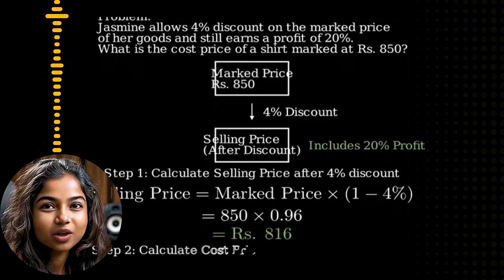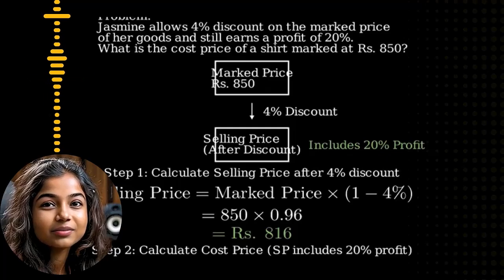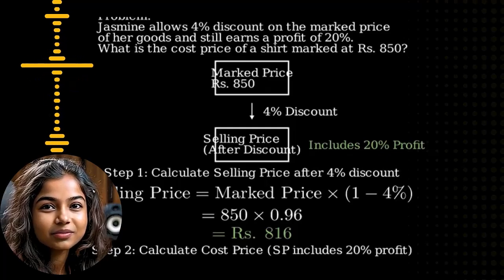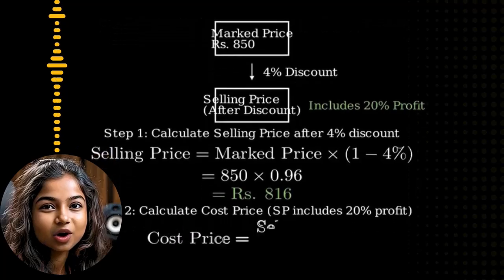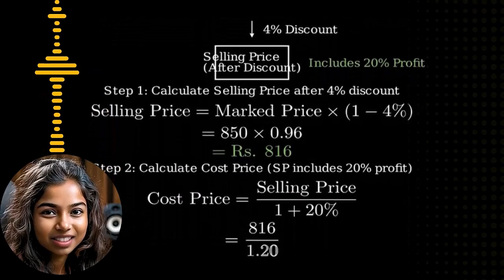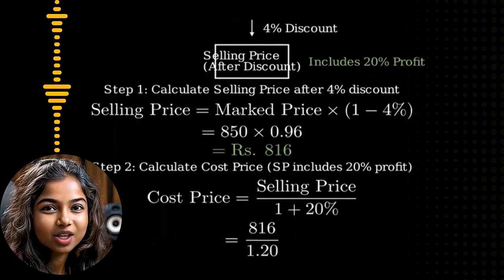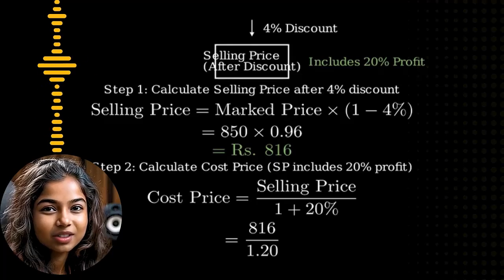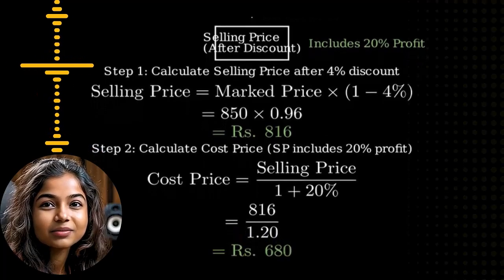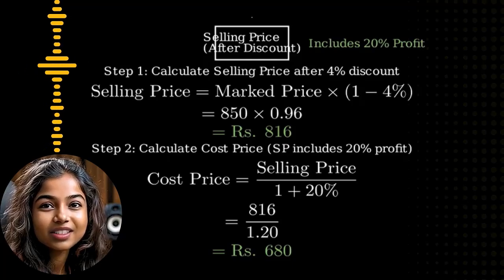Now, we know that this selling price of 816 rupees includes a 20% profit over the cost price. To find the cost price, we need to divide the selling price by 1.2, since the selling price is 120% of the cost price. So 816 divided by 1.2 equals 680 rupees.